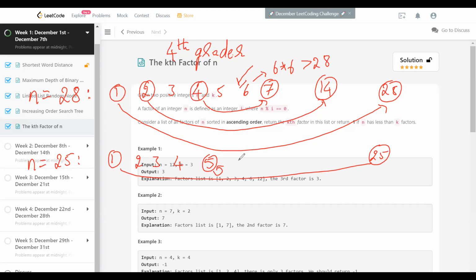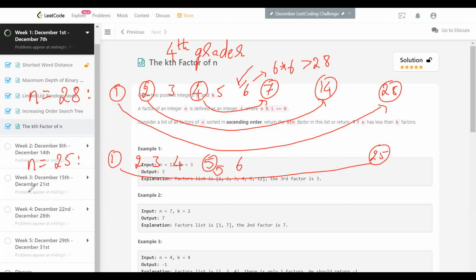When we reach 6, we can figure out 6 squared is already more than 25. So we don't have to even try further, because there won't be any other new factors. All of them are going to be paired with a factor before that, right?